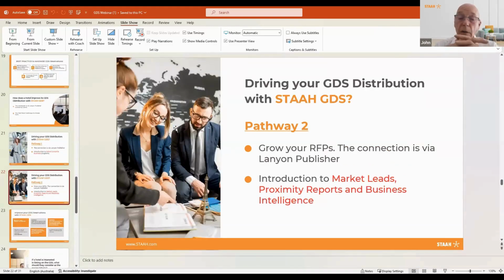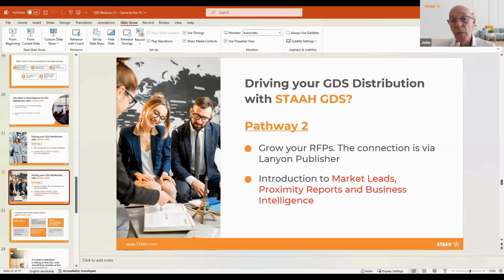However, in very recent times, there is also another option that you can sign for Lanyon Publisher. It is the doorway to these two pathways. And pathway 2 is you're able to be introduced by STAAH GDS to Cvent for their market leads, proximity reports, and business intelligence. These are 3 services.